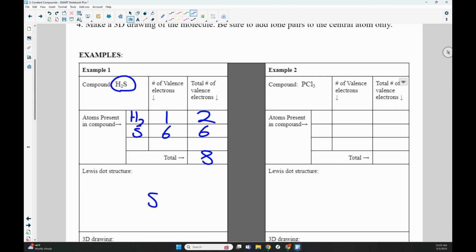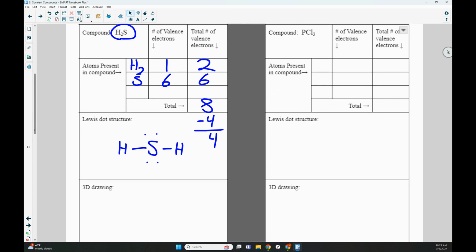Sulfur, hopefully it is obvious to you, goes in the middle because there's only one of them. I start by assuming single bonds here. I've used 4 of my 8 valence electrons, leaving me with 4, and then I add those to complete the octet for any atoms that need them, and that is sulfur. So we got 2 lone pair electron clouds there on the sulfur. Unshared is another word for lone pair electron clouds.